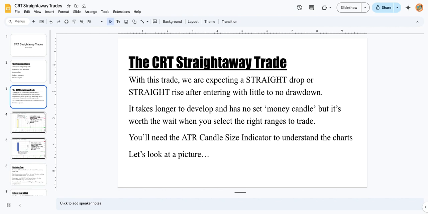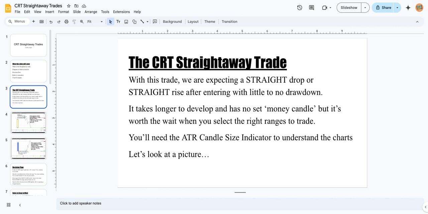The key part of this is selecting the right range. You'll need the ATR candle size indicator to understand the charts, and if you don't know what that is, videos are linked in the description to get that indicator. You don't want to trade every single candle range and hope for the best. You need to be strategic about this.